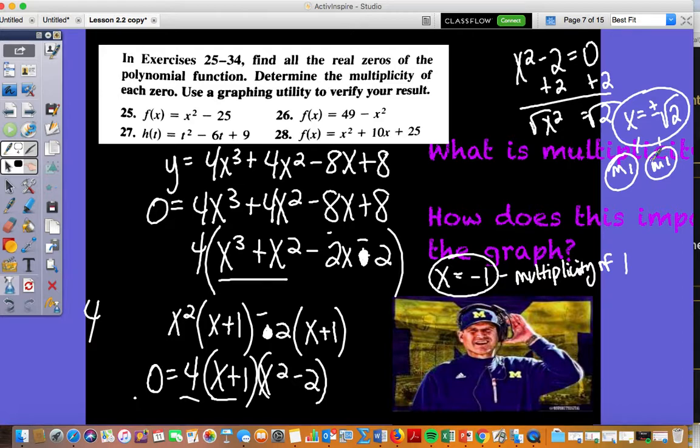Bingo. All right, stay with me because Christine's right. If it is even, it will bounce off the x-axis. So if it's an even multiplicity, it will touch and return. If it is odd, it will cross. Okay, it will cross. We'll hit that again a little bit later.